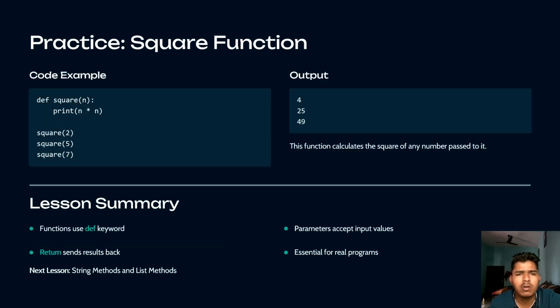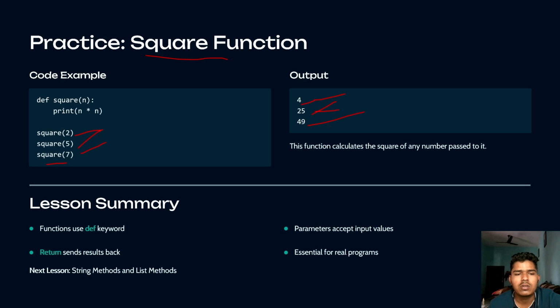Here is an example for better understanding, like square functions. For the square function, we can use code def square n, print n into n, like square 2, square 5 and square 7. The square of 2 is 4 and square 5 means n into n. The value of n is here 2, 5 and 7. Then we get output 4, 25 and 49. So this function calculates the square of any number passed to it.